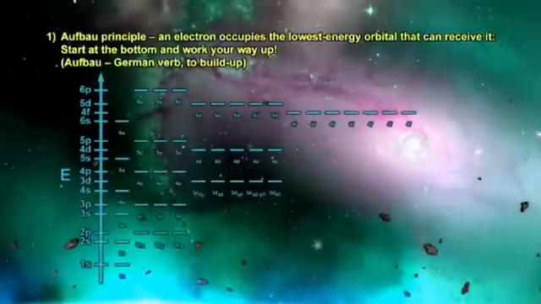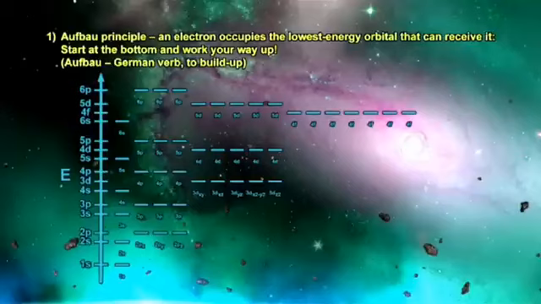The Aufbau principle tells us the order the orbitals are filled. Aufbau is a German word meaning to build up. Just like building a house, we need to start at the bottom floor. When that is completely finished, we begin on the next floor. Thus, electrons are added to the lowest energy orbital first, and then we work our way up in relative energy.